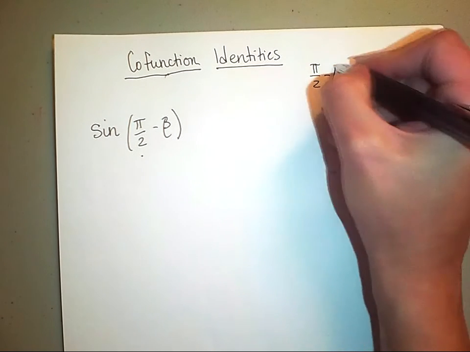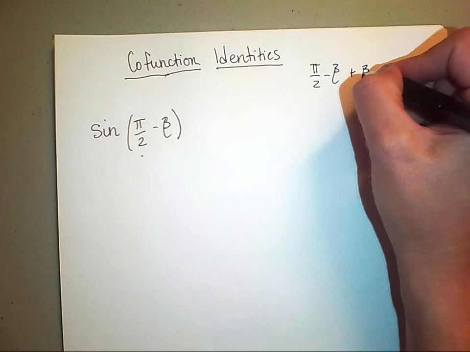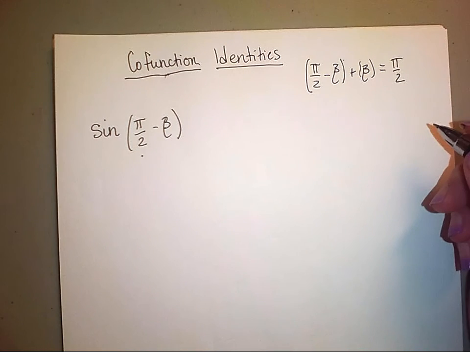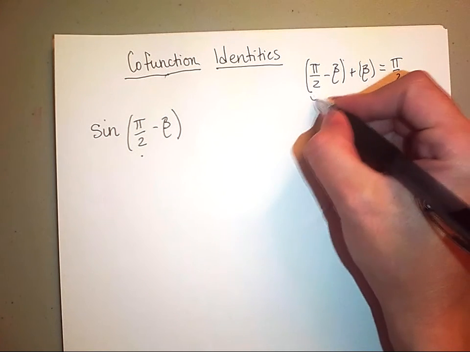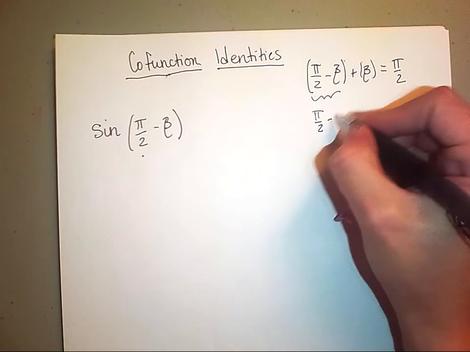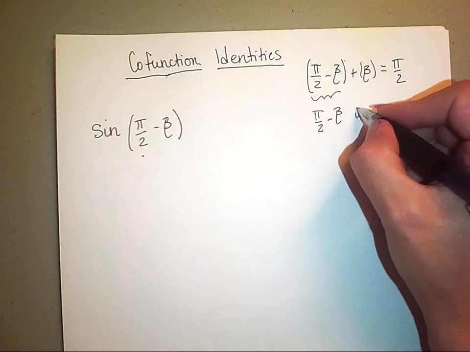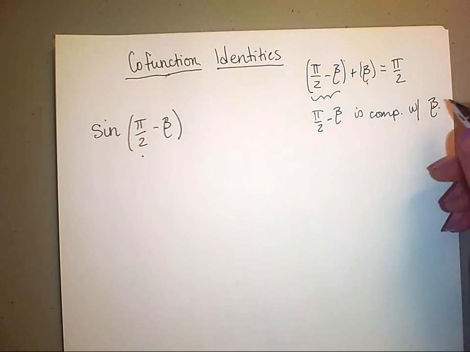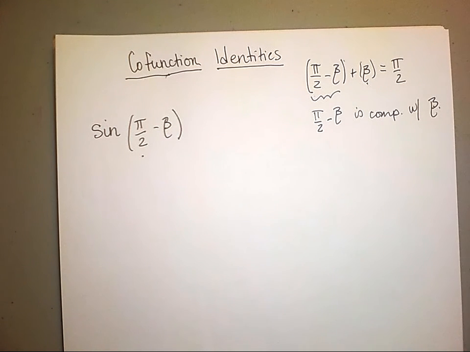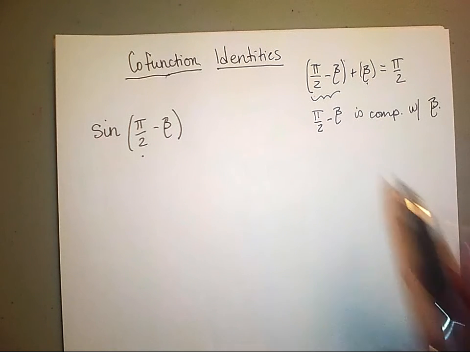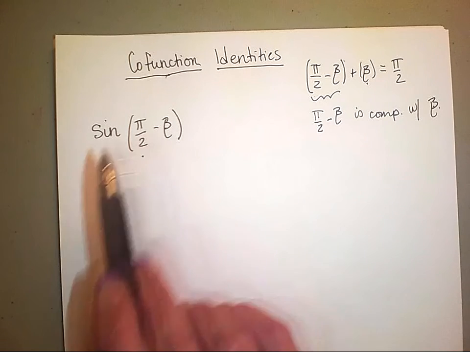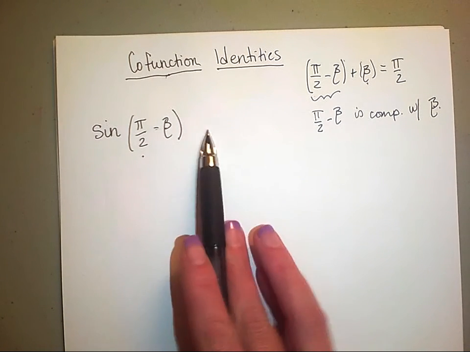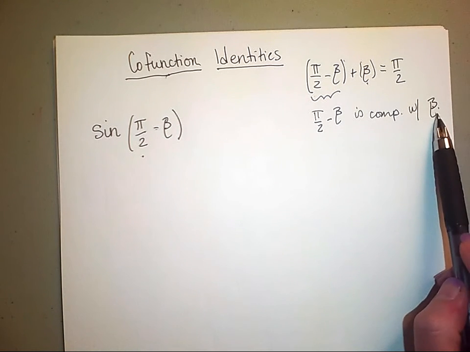So what that means is that pi over 2 minus beta, plus beta, would just be equal to pi over 2. So this angle, pi over 2 minus beta, is complementary with the angle beta, because if you add them together, you get pi over 2. So if these two angles are complementary, then what we expect to find is that the sine of this angle is equal to the cosine of beta.